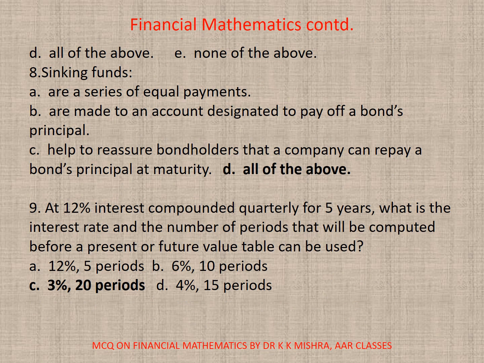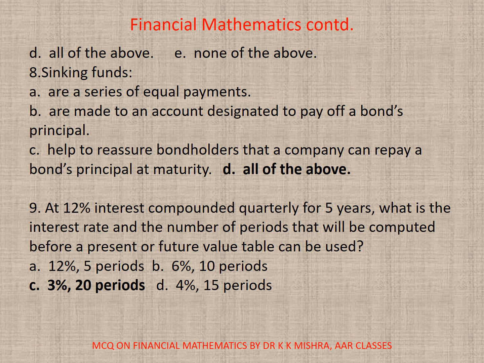8. Sinking funds, A, are a series of equal payments, B, are made to an account designated to pay off a bond's principal, C, help to reassure bondholders that a company can repay a bond's principal at maturity, or D, all. The correct option is D, all.